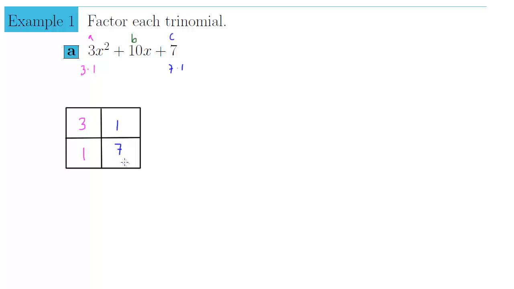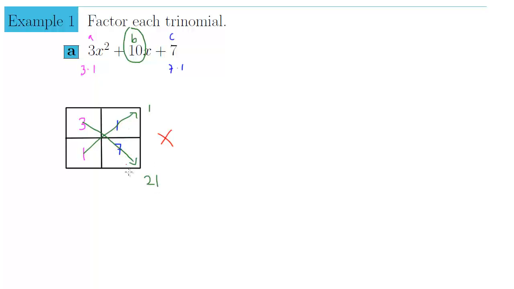I'm telling you right now that this is going to be a silly choice, right? And maybe you're seeing why. When we go to check the diagonals here, we have to do 3 times 7, which is 21, and then 1 times 1, which is 1. There's no way 21 and 1 are going to combine to give us this b coefficient of 10. All right, so that was a silly choice. So what else can we do?